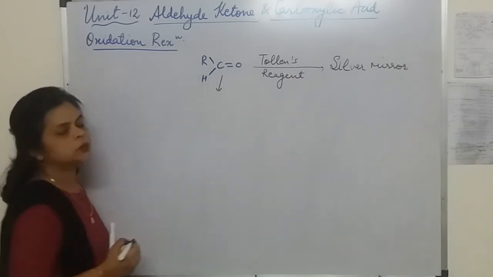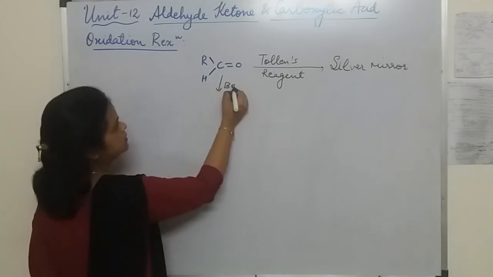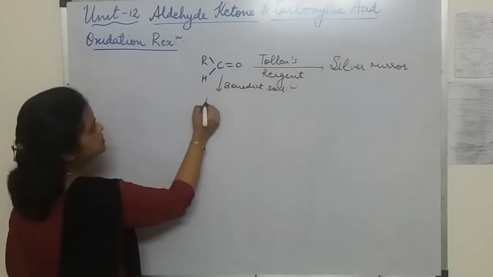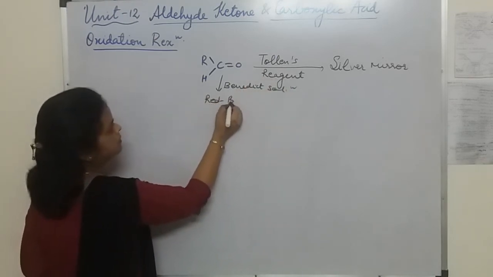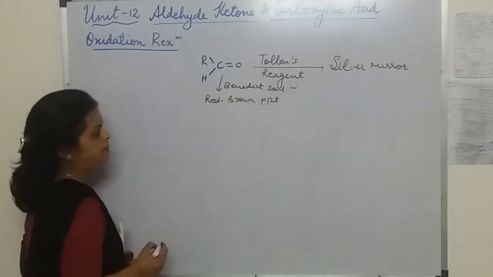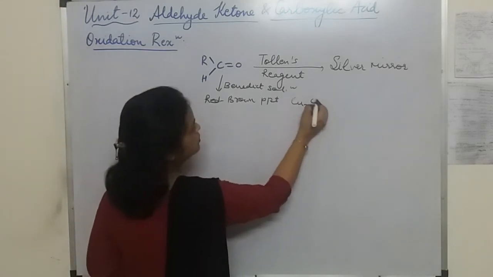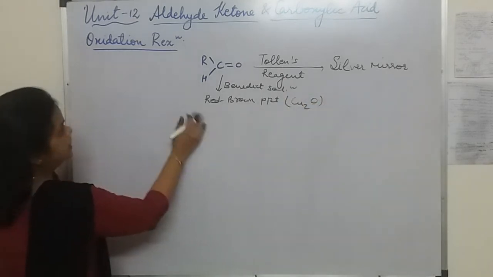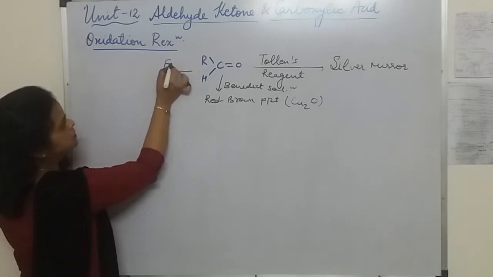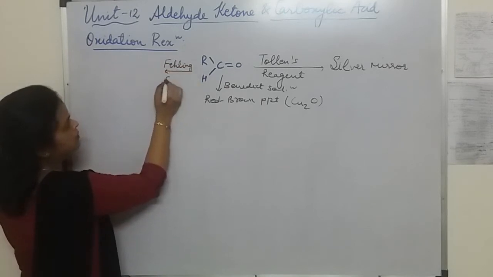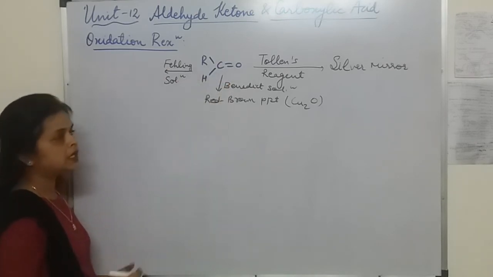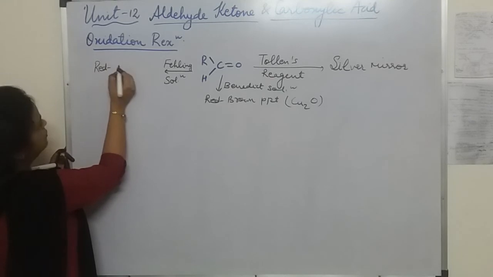Similarly, aldehydes when they are treated with Benedict solution, they form a reddish brown precipitate of Cu2O. Similarly, the third mild oxidizing agent which we are going to talk about is the Fehling solution. This Fehling solution, when added to the aldehyde, gives again the red brown precipitate of Cu2O.